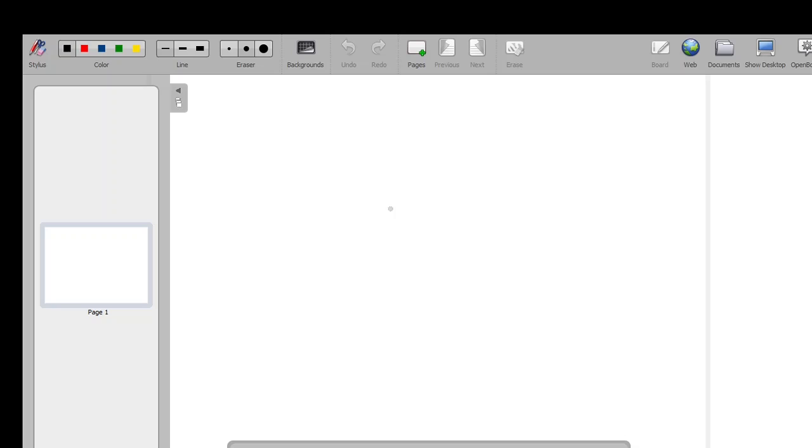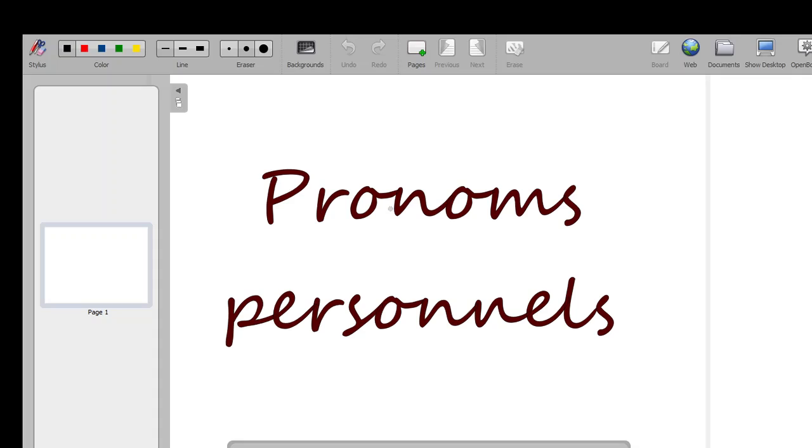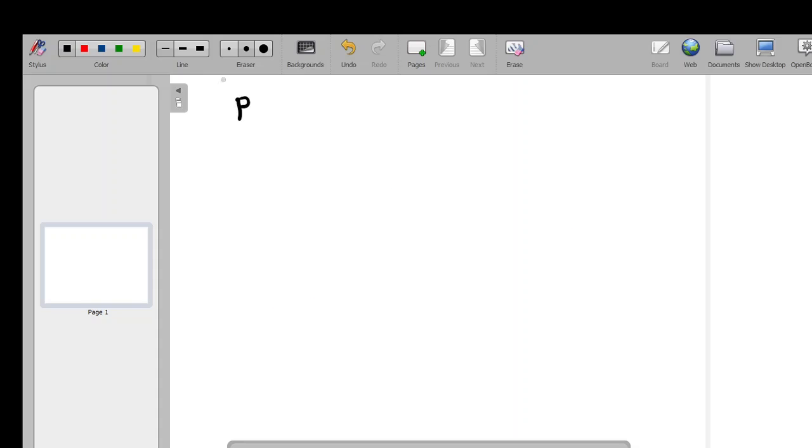Aujourd'hui, on va parler des pronoms personnels. Hello everybody, today we're going to talk about the personal pronouns. Personal pronouns. So, pronom personnel.